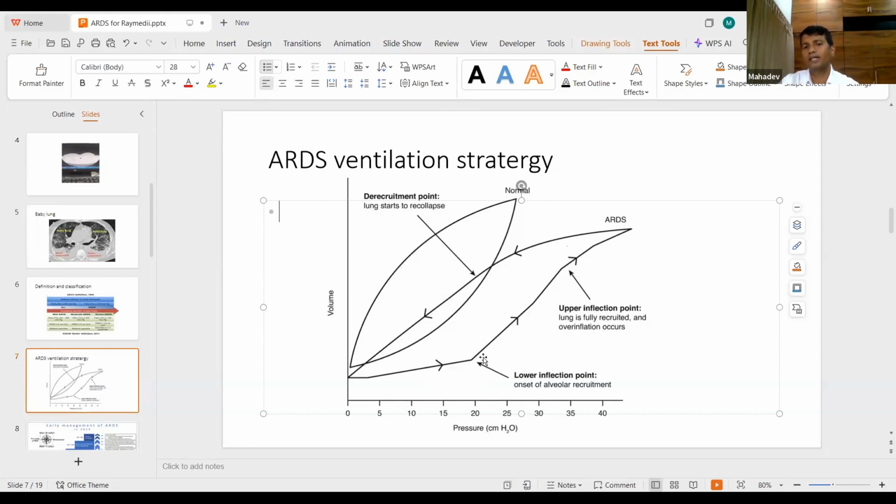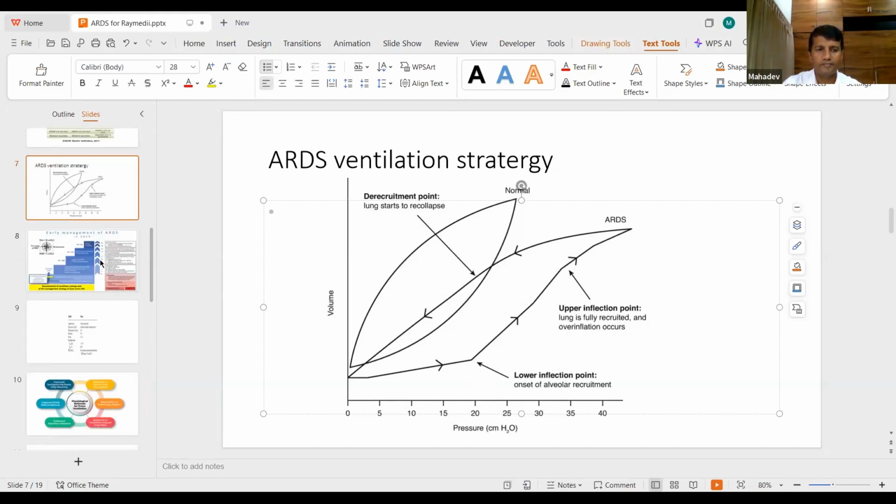The concept is to identify these 2 points and ventilate between them. So we have to keep the PEEP high and the tidal volume just enough to be within the upper inflection point. We don't want to cross it. So we give a low tidal volume, high PEEP ventilation. This is the ventilation strategy in ARDS. We need to understand this concept very well before we can understand anything else.